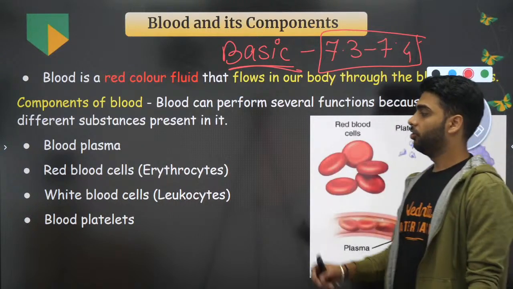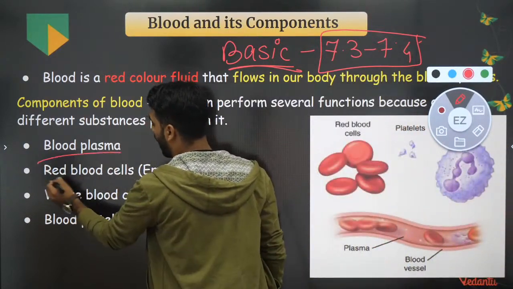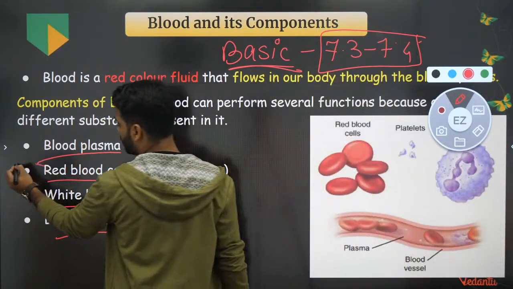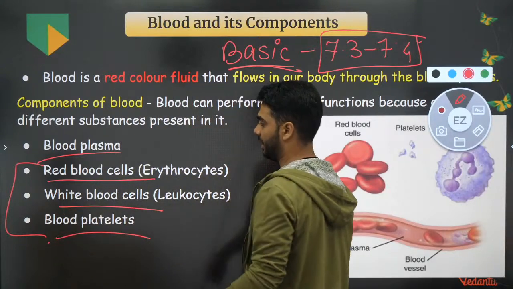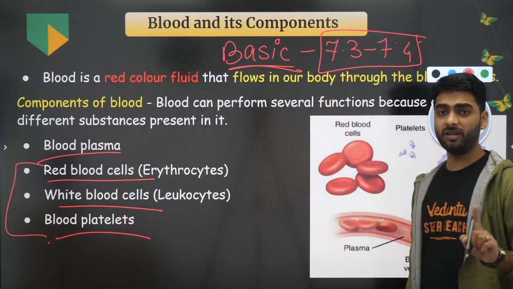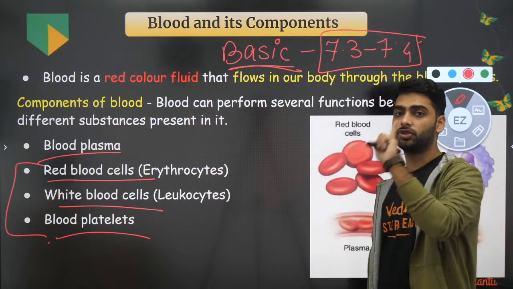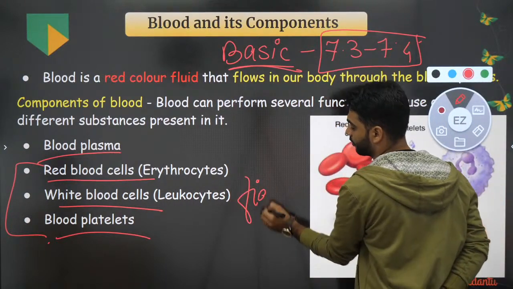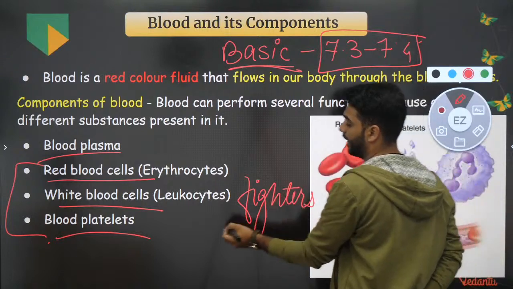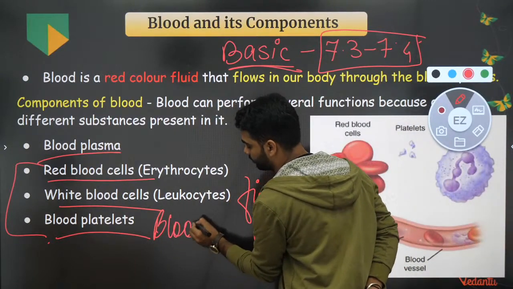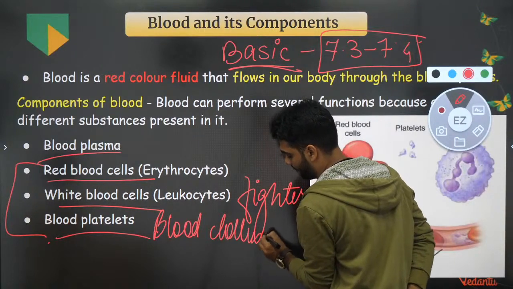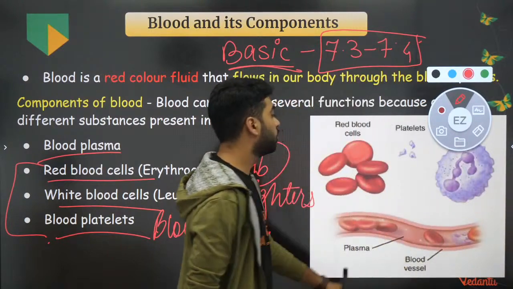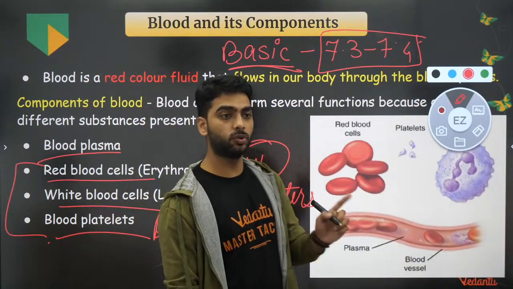Blood has four things: plasma, RBC, WBC and platelets. So three main components, RBC, WBC, platelets. RBC contain hemoglobin, which will carry the oxygen from the lungs to the heart, from the heart to the cells. WBC are the fighters of the body. And platelets are for blood clotting. Hemoglobin is meant to carry the oxygen from the blood to the cell.